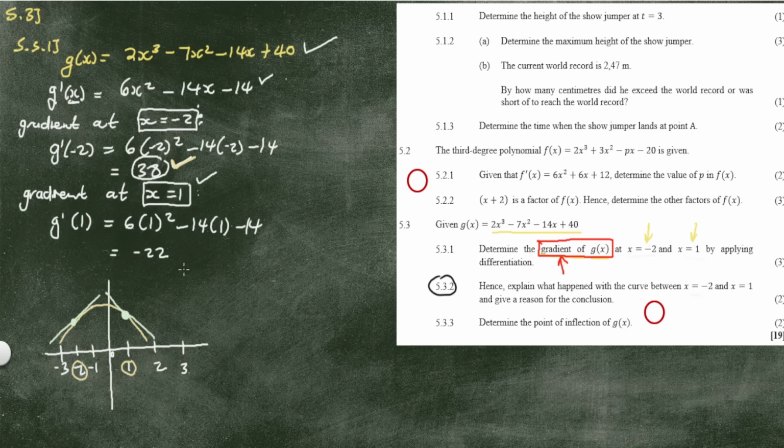So this is just a typical portion of this cubic. Now it changed from a positive gradient of 38 to a negative gradient of minus 22, so from going up to going down like this.